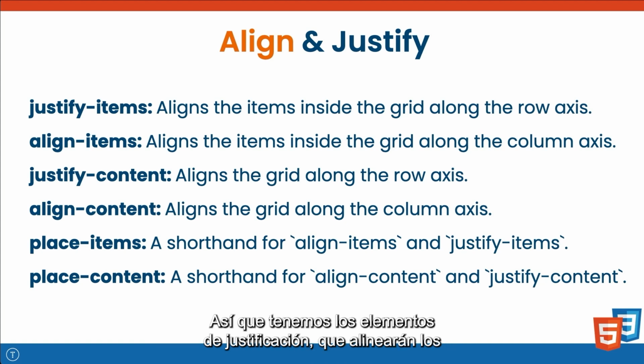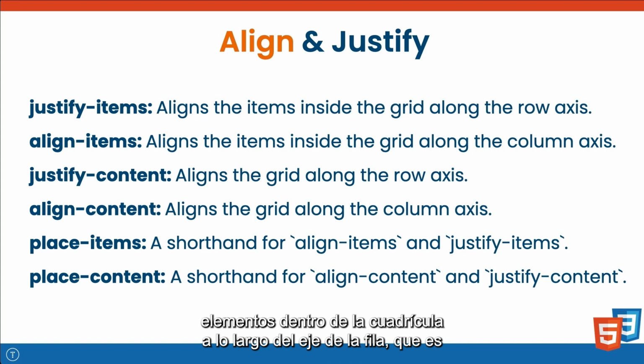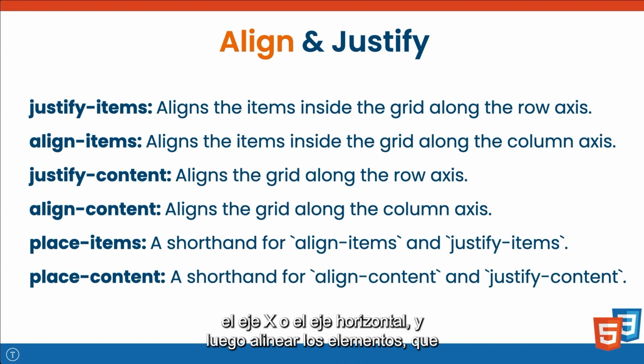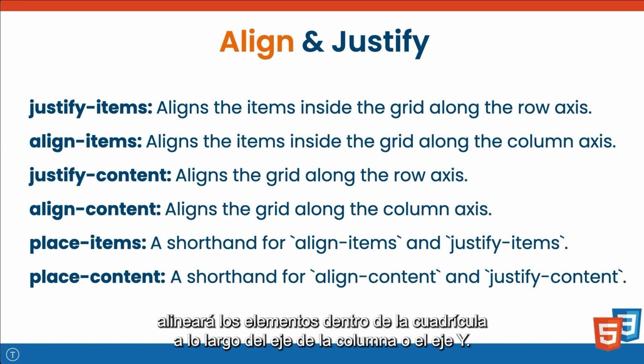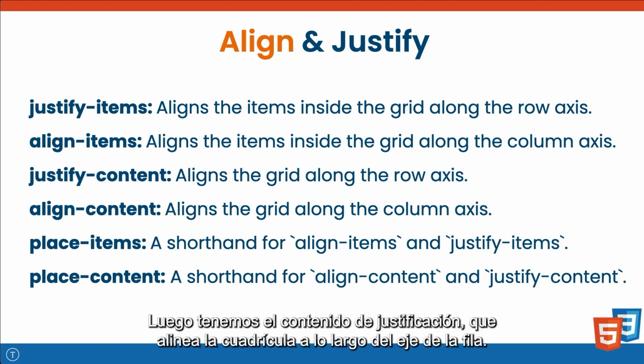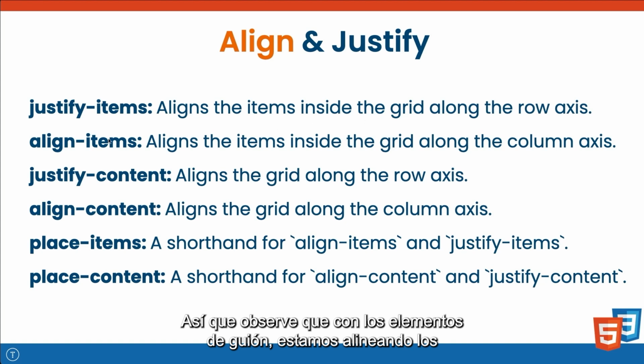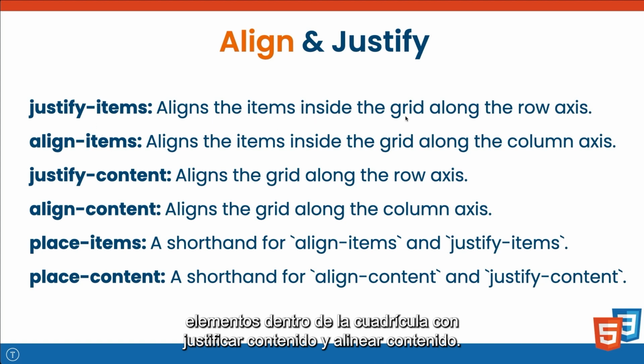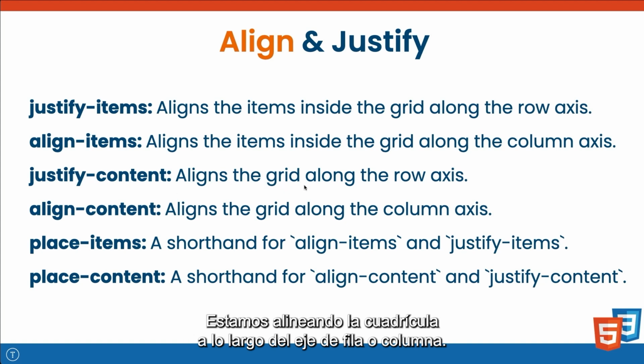So we have justify items, which will align the items inside the grid along the row axis, which is the X, or the horizontal axis. And then align items, which will align the items inside the grid along the column axis, or the Y axis. Then we have justify content, which aligns the grid along the row axis. So notice that with the dash items, we're aligning the items inside the grid. With justify content and align content, we're aligning the grid along the row or column axis.